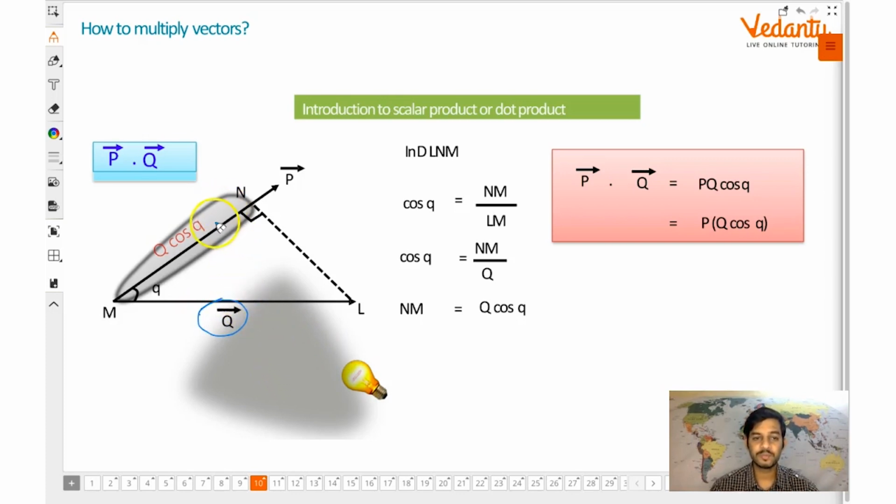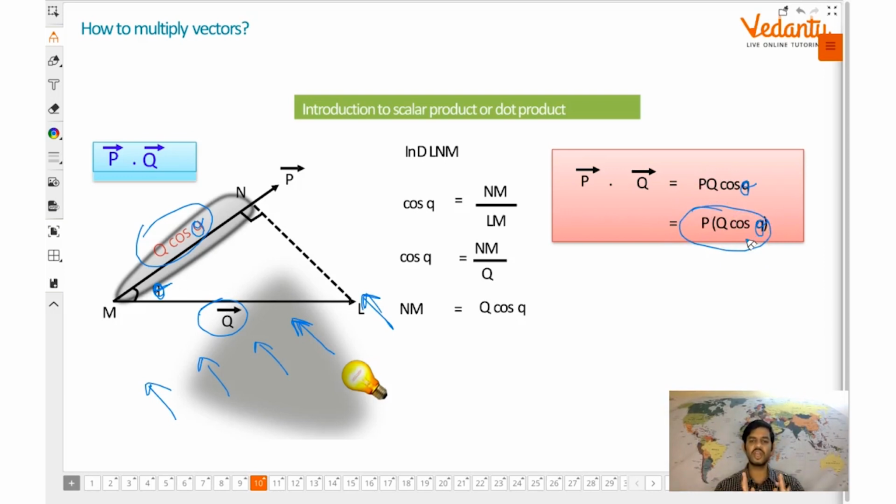Okay, so resolving Q in the direction of P. Perpendicular to P, just imagine light is falling on this Q vector. The shadow of this Q vector will be something like this. It will be Q cos theta. So again, the final vector will be still P into Q cos theta.